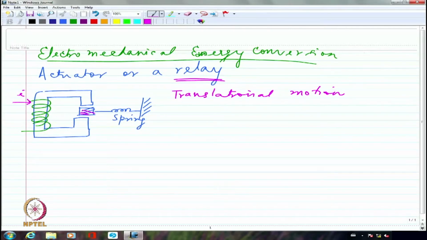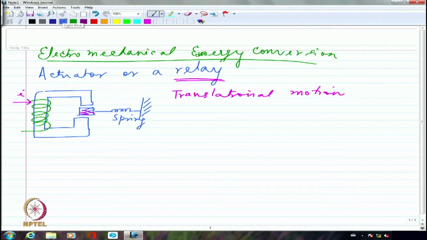Maybe if I need a protective feature, once it acts, again it has to be reset. Maybe another time when the fault happens, it will again act. It is not a continuous energy conversion, whereas a generator or motor is a continuous energy conversion mechanism from electrical to mechanical or mechanical to electrical. We are going to have continuous energy conversion mechanism taking place in rotational machines.